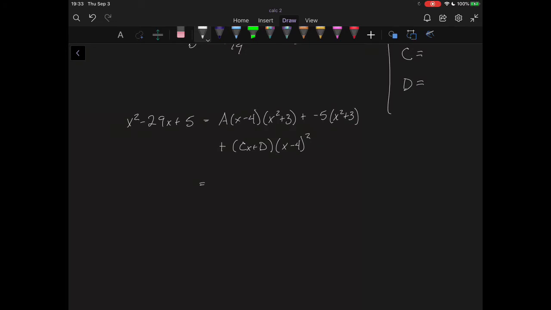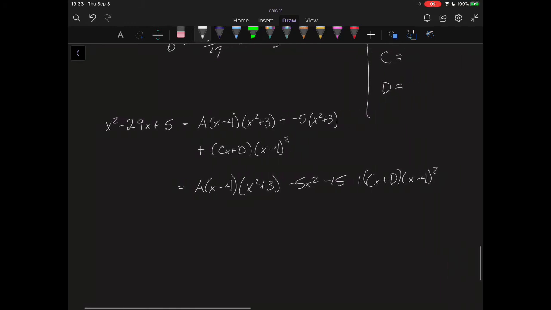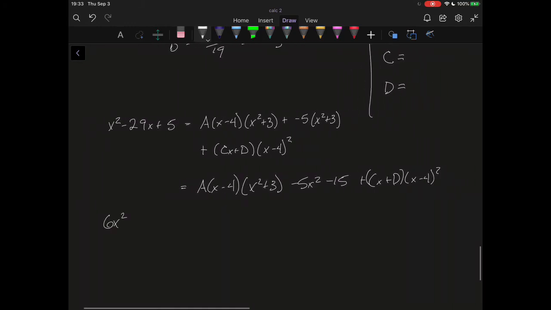Okay, now let's go ahead and distribute that -5. So we have a times x minus 4, x squared plus 3, minus 5x squared minus 15, plus cx plus d times x minus 4 squared. So we can move that -5x squared and that -15 over, and when we do that, we get 6x squared minus 29x plus 20. And that's going to be equal to a times x minus 4, x squared plus 3, plus cx plus d times x minus 4 squared.